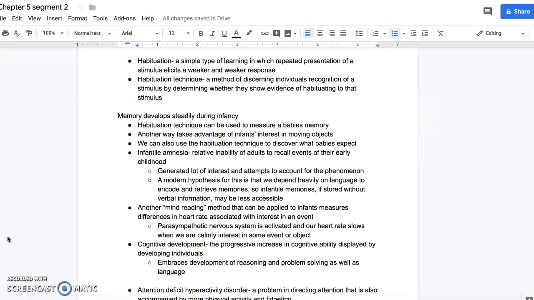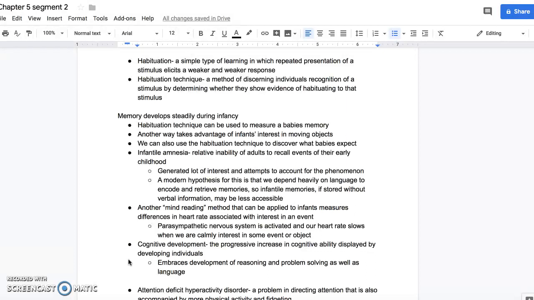Habituation is a simple type of learning in which repeated presentation of a stimulus elicits a weaker and weaker response, and the habituation technique is a method of discerning individuals' recognition of a stimulus by determining whether they show evidence of habituating to that stimulus.